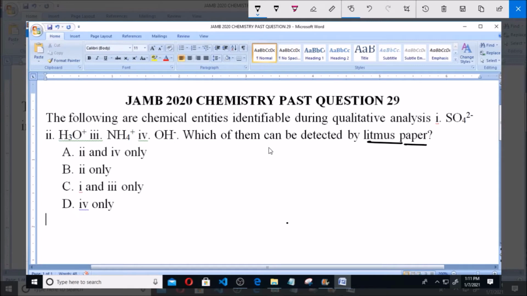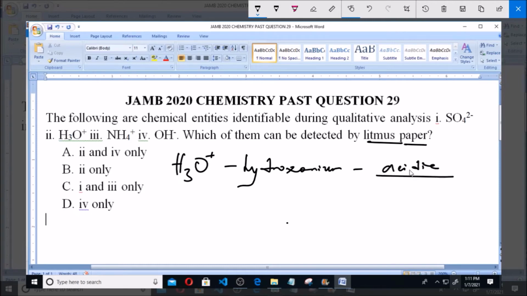Now, looking at these ions or these chemical entities given, H3O plus, which is the hydroxonium ion, we call it hydroxonium, is acidic. If allowed to dissolve in water, it will form an acidic solution and will turn blue litmus red. So it can be detected by what?